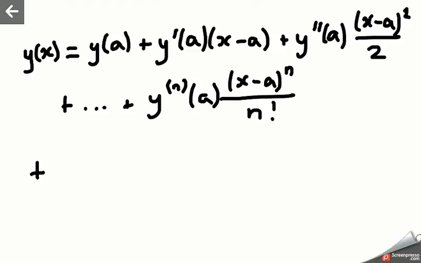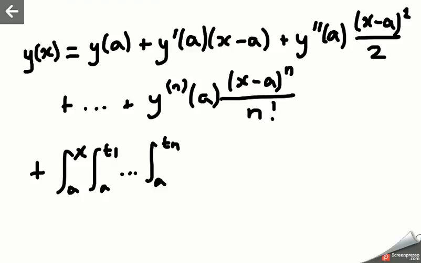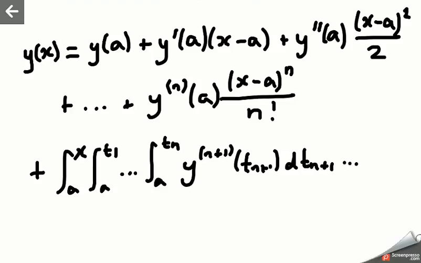the integral from a to x, integral from a to t1, all the way up to the integral from a to tn, of y differentiated n plus 1 times of the variable t(n+1), dt(n+1), all the way down to dt2, dt1. So we still have that part, and I'm just writing that part out. I can't make it any simpler.